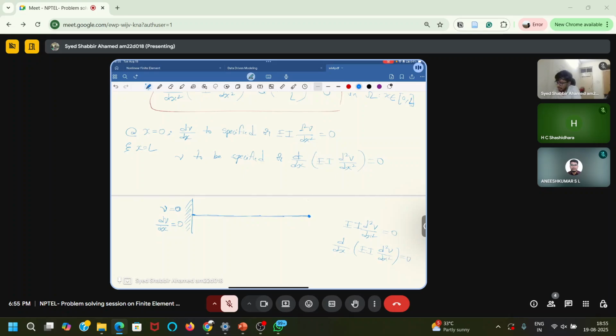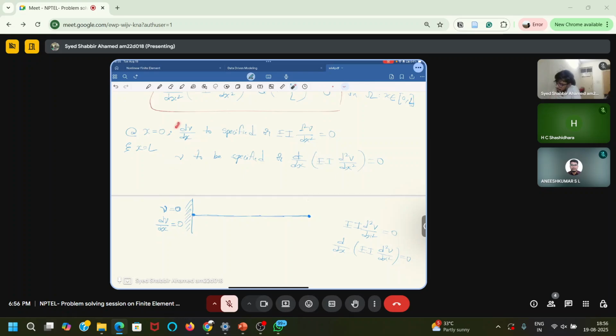So at each boundary we have to specify either the slope and displacement, or we have to specify the bending moment and also the shear force. We have to specify one pair from these at the boundaries of the beam. So here at the free end we are taking these two boundary conditions.